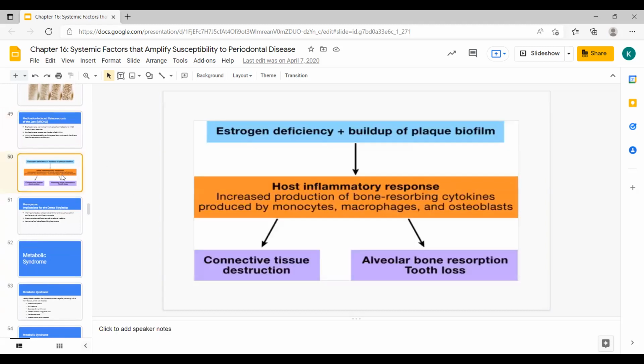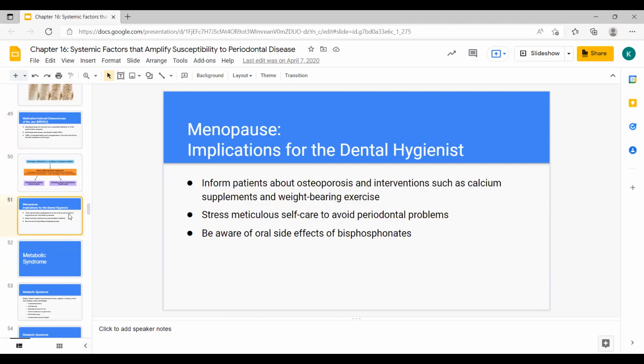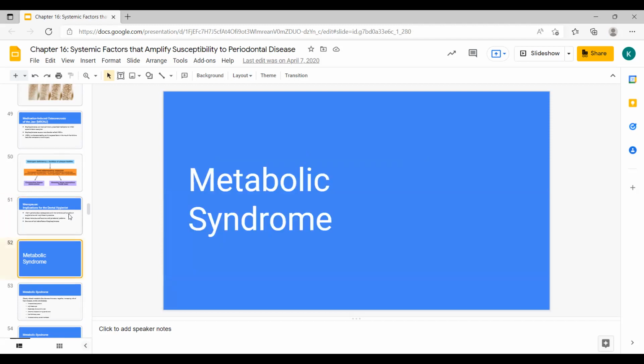Okay, this is just showing estrogen deficiency and connective tissue destruction, alveolar bone resorption, and tooth loss. So we want to inform patients about osteoporosis and interventions such as calcium supplements and weight-bearing exercises, stress meticulous self-care to avoid periodontal problems, and be aware of oral side effects of bisphosphonates.